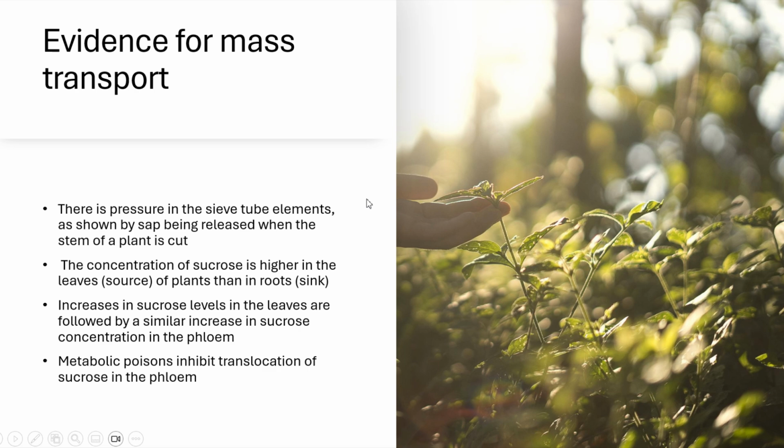Metabolic poisons inhibit translocation of sucrose in the phloem. Because of the way it works, if it didn't work like that, these poisons wouldn't inhibit translocation. It works like that across the phloem. If you have something that poisons the phloem, the sucrose is not going to move.